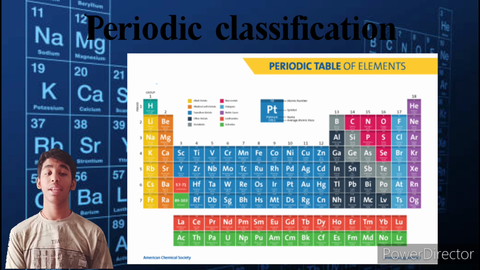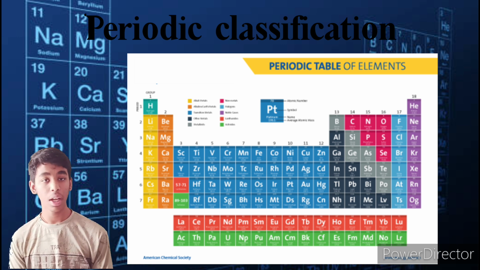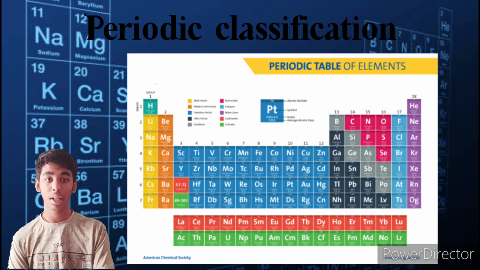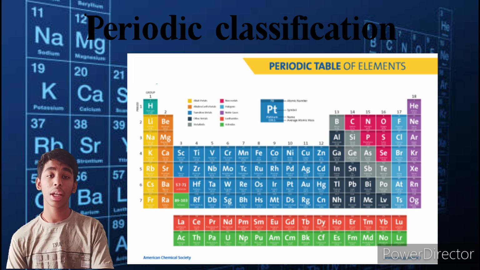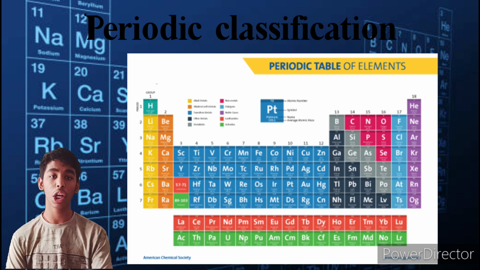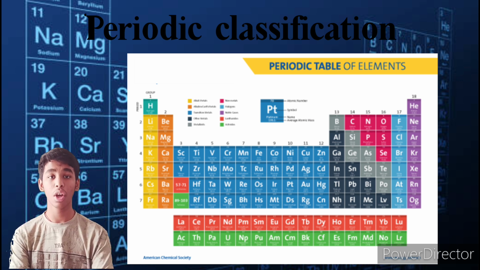So there are some basics of this periodic table, which are groups and periods. The groups are the vertical series of columns, and the periods are the horizontal rows. The groups are of elements consisting of similar properties and the periods are of elements consisting of consecutive atomic numbers.